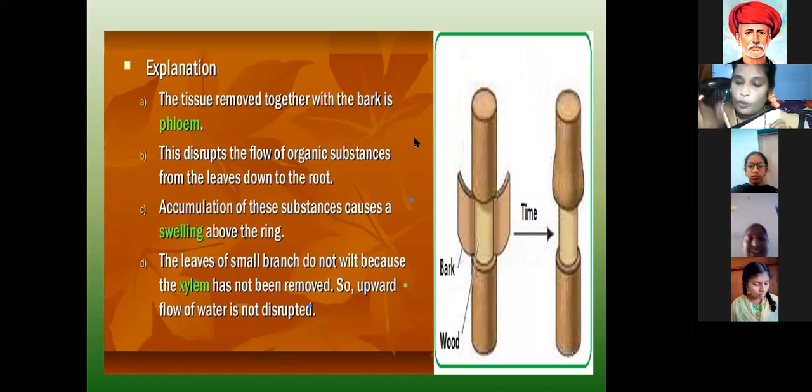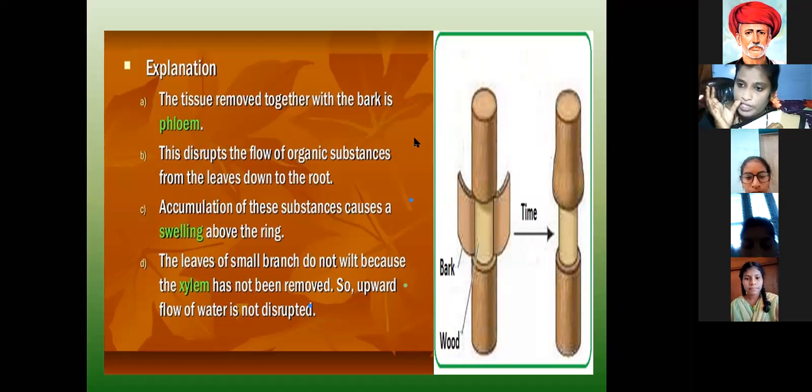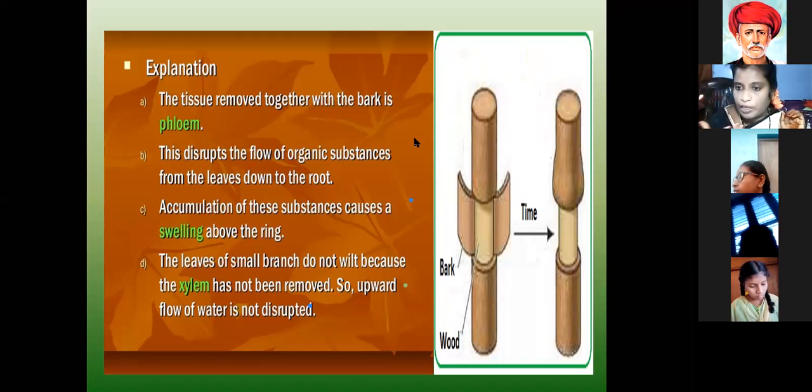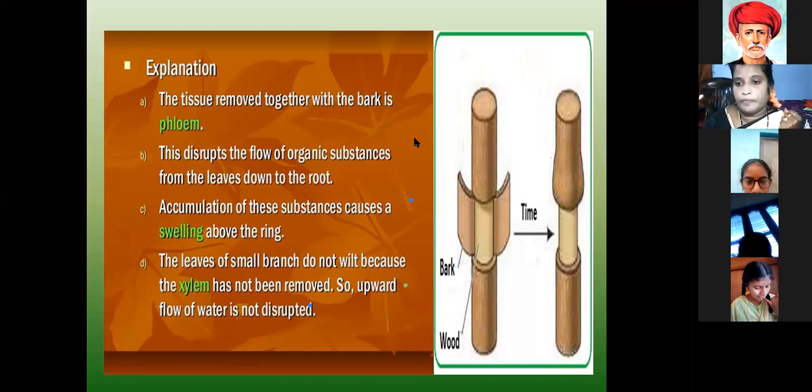We know only the outer part we will remove, ma. Inside, all the parts are there. Inside parts will transport food materials, but we cut the outer layer, so the food materials or water contents will not be transported easily. Which part we cut in the ring shape of the bark, at that place only we will see the swelling. Why? The transport of the food materials also stays in the ring of bark. That means we removed one ring shape, ma.